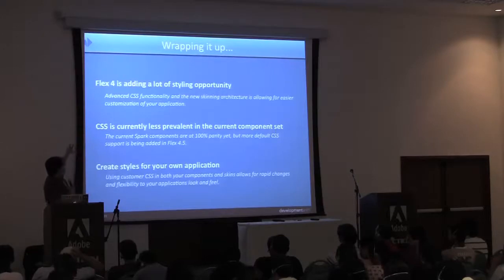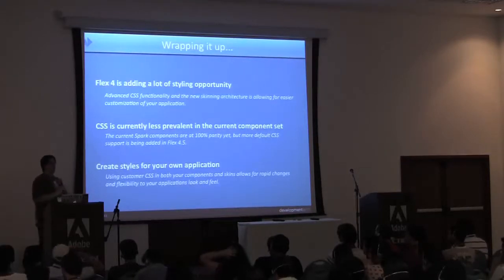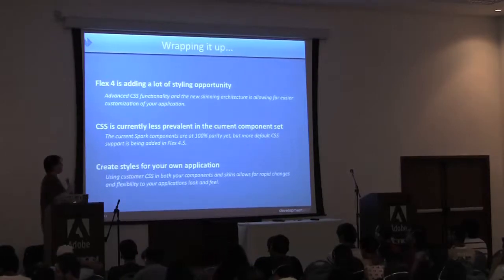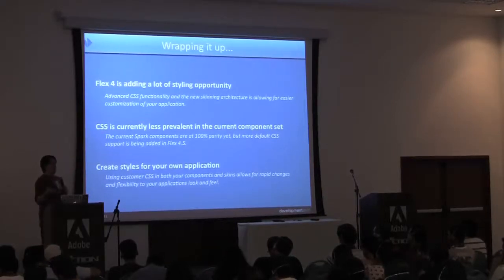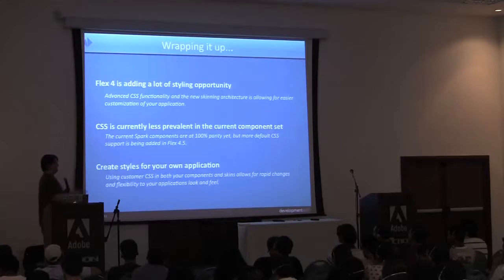The challenge is that we're not 100% there yet with CSS and our components. There's a lot of CSS that we're used to in Flex 3 that we don't actually have available to us. Flex 4.5, which is coming out very soon, is adding a lot more. They're rolling them back in. But there's still a lot of challenges because we can't take advantage of the CSS. So if you're using Flex 3 and you want to bring an existing product over to Flex 4, be prepared to do a lot of skinning and a lot of modification, especially if you're using a lot of CSS to style your application, because a lot of that is not there right now.